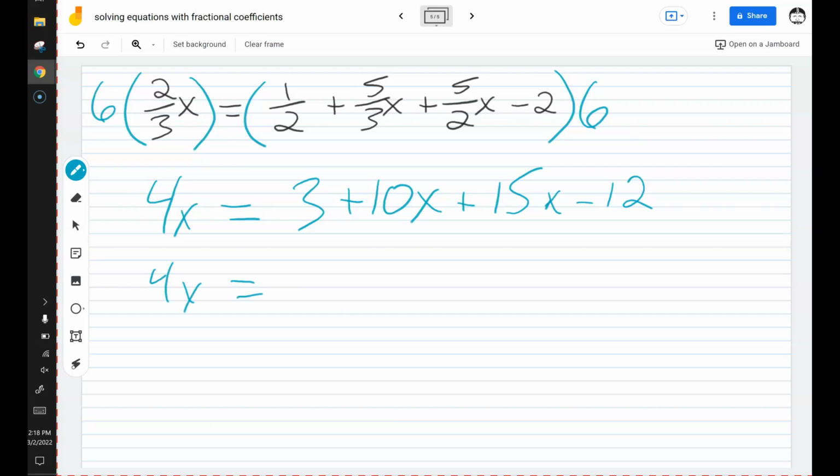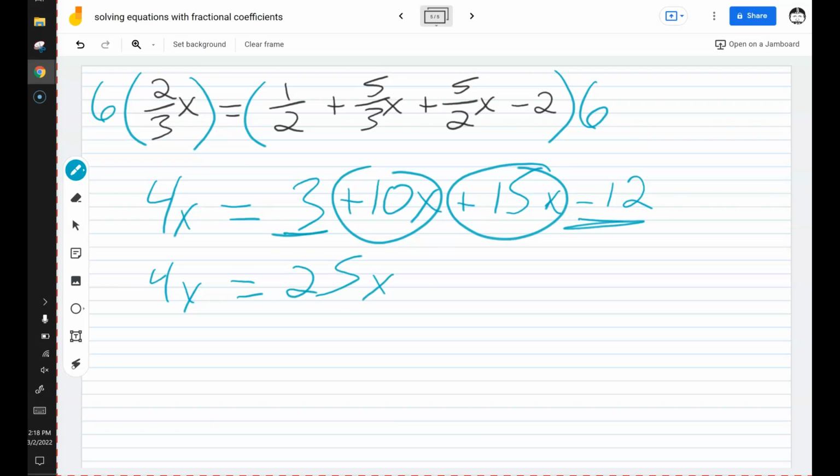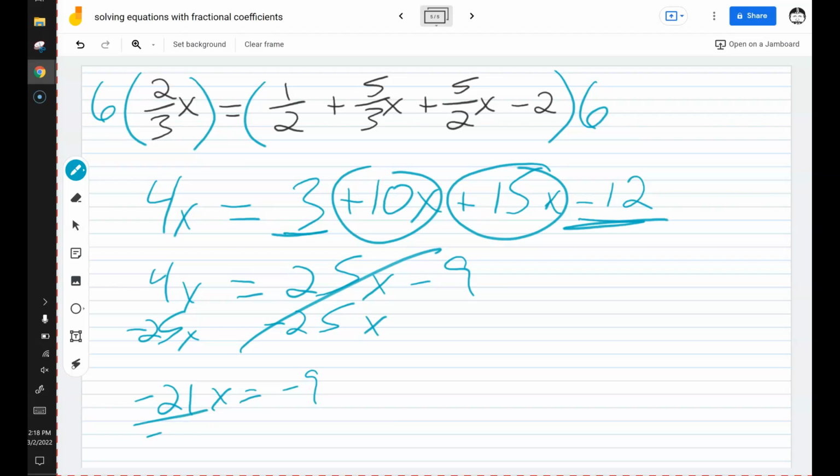4x on the left, like terms on the right. We got a 10x and a 15x is 25x. 3 and negative 12 is negative 9. Get my x's together by subtracting 25x from both sides. That gives negative 21x is equal to negative 9. Getting down here to the bottom, divide both sides by negative 21. And 9/21, but that actually simplifies to 3/7.